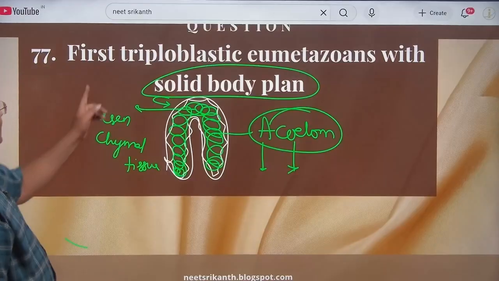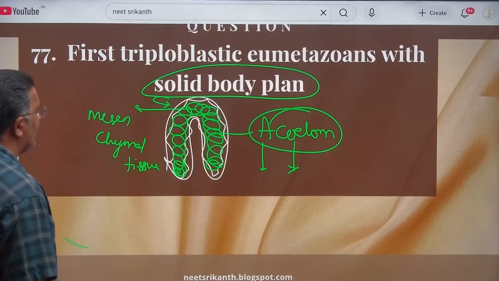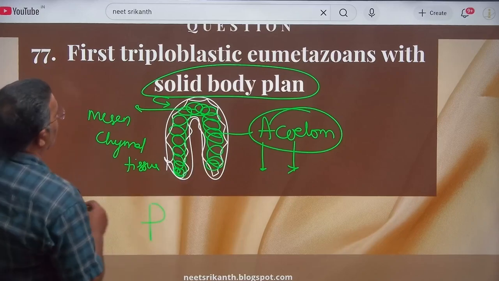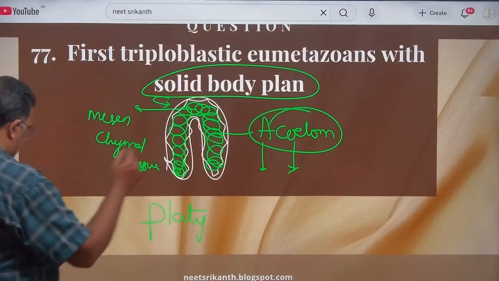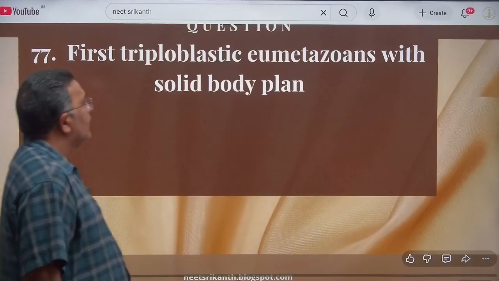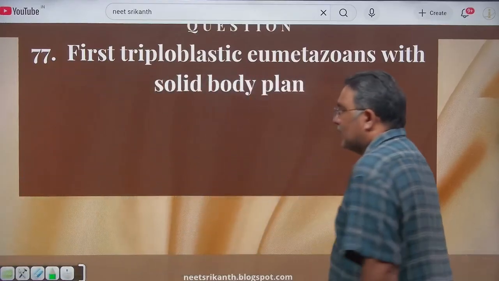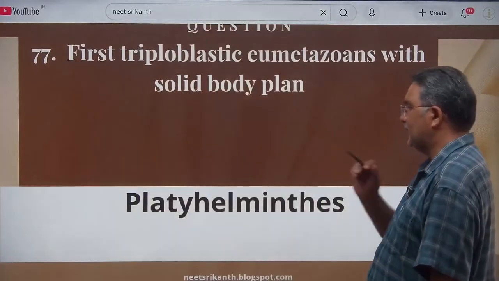So whom are they asking? First triploblastic eumetazoan with solid body plan. Who is that? They are asking about the phylum. That is phylum Platyhelminthes. Eumetazoan with solid body plan will be phylum Platyhelminthes.